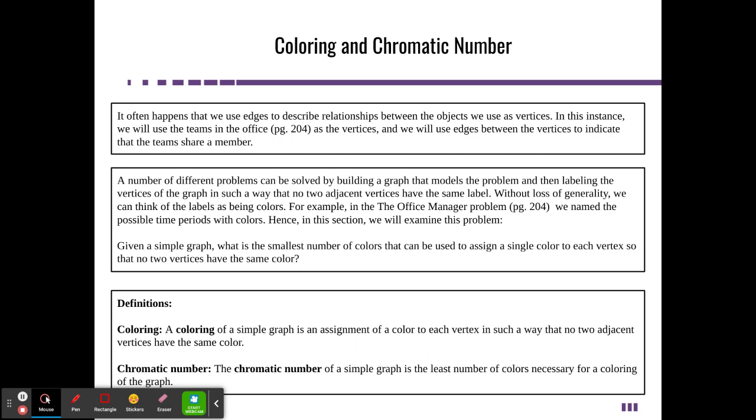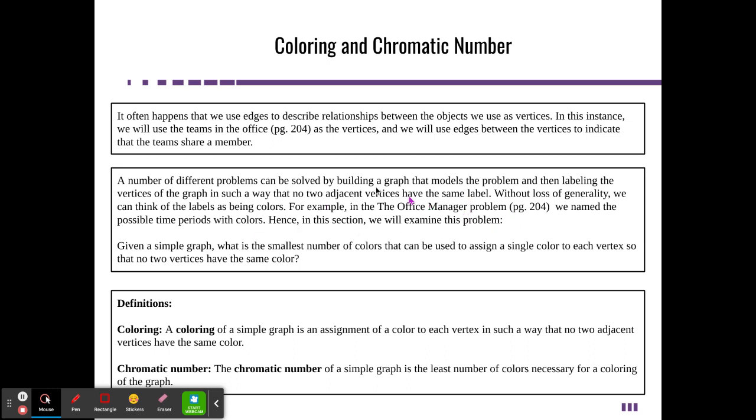Jumping in, a number of different problems can be solved by building a graph that models the problem and then labeling the vertices of the graph in such a way that no two adjacent vertices have the same label. So the key right there is no two adjacent vertices have the same label. Without loss of generality, we can think of the labels as being colors. And so that's where the coloring part comes in. For example, for the office manager on page 204, we named the possible time periods with colors. Hence, in this section, we'll examine this problem.